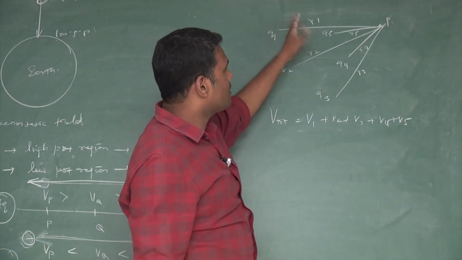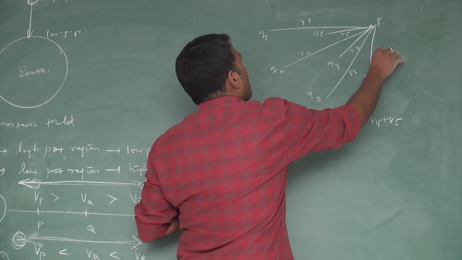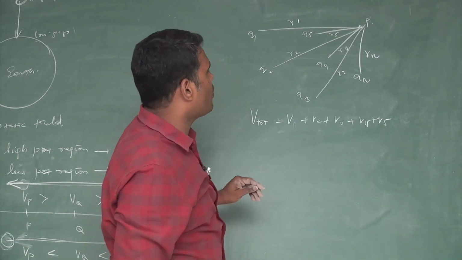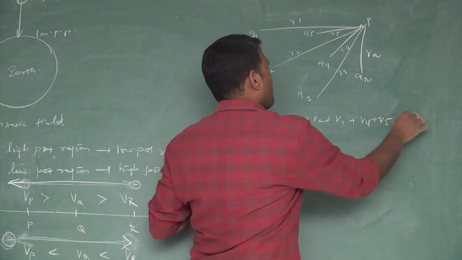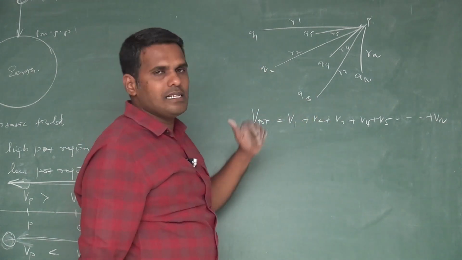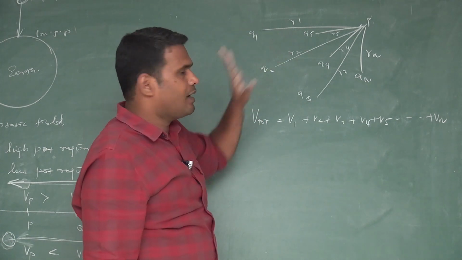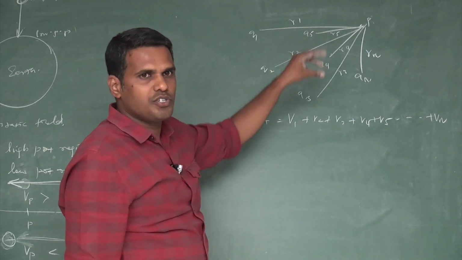Not only for these 5 charges. If I am having an nth charge, Qn, and the point P is at a distance Rn from Qn, then I can say plus Vn. So if I take an algebraic sum of all the potentials, I will get the total potential at the particular point due to the charge distribution.